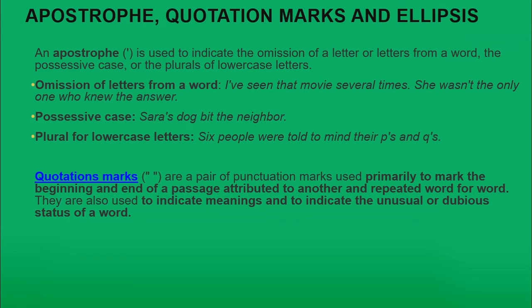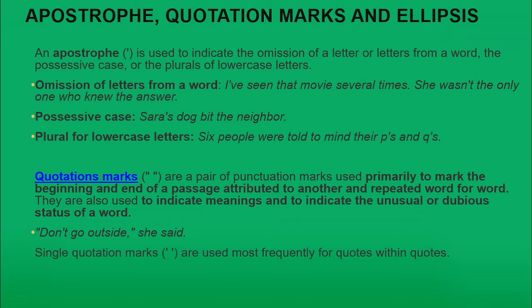Quotation marks are a pair of punctuation marks used primarily to mark the beginning and end of a passage attributed to another and repeated word for word. They are also used to indicate meanings and to indicate the unusual or dubious status of a word. For example, "Don't go outside," she said.